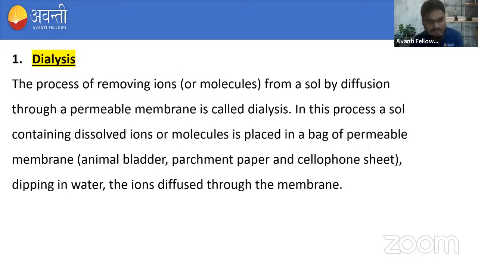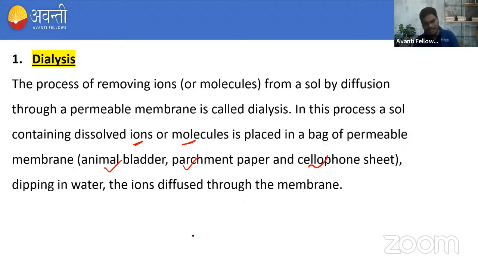Clear? Now, the first method for the purification of the colloidal sol is called dialysis. So what is dialysis basically? The process of removing ions or molecules from a sol by diffusion through an SPM, that is a semi-permeable membrane, is called dialysis, right? In this process, a sol containing dissolved ions or molecules is placed in a bag of permeable membrane, either animal bladder, parchment paper, or cellophane film.